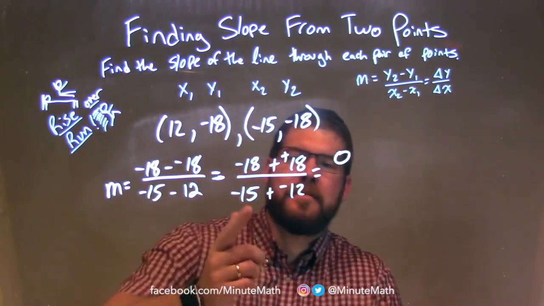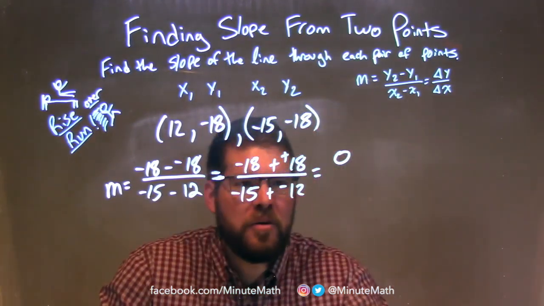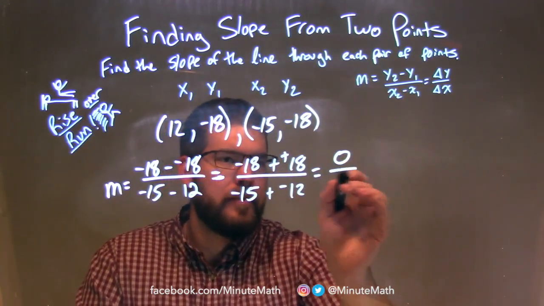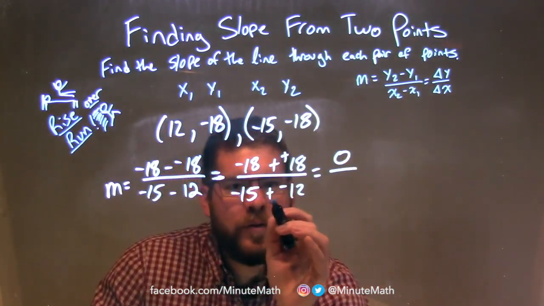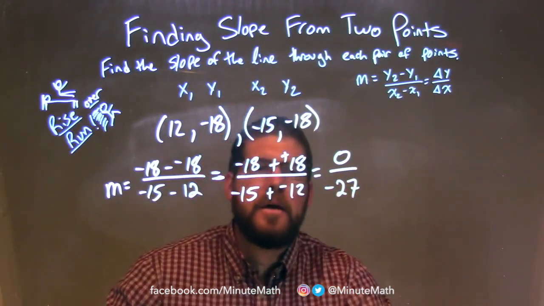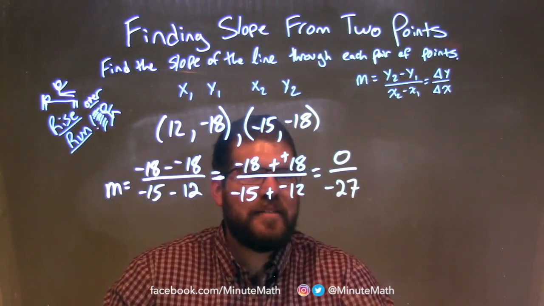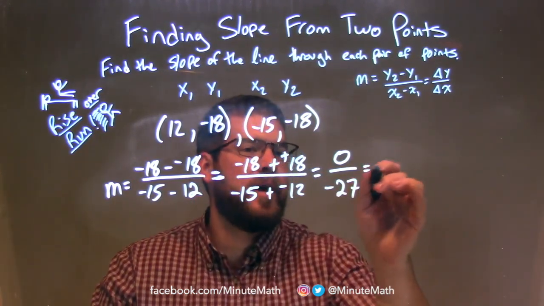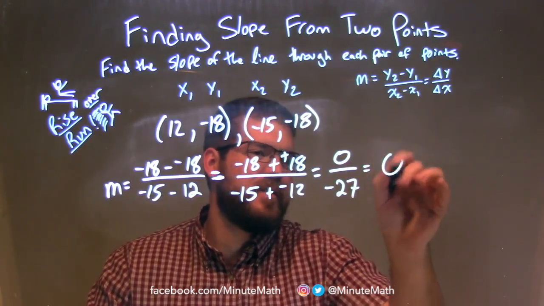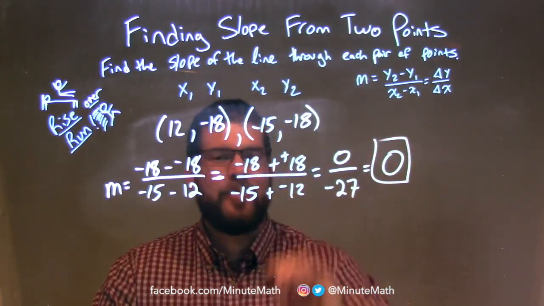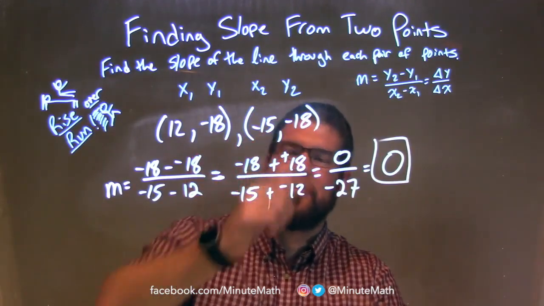At this point, if this denominator is not 0, we know our slope is going to be 0 because we're going to have 0 divided by some number. But let's amuse ourselves here. Negative 15 plus a negative 12 is a negative 27. Okay, so we have 0 divided by negative 27. Well, 0 divided by any number is just 0. Little secret of the trade there. Put a box around it for my final answer. And our slope is 0, and that's the slope between these 2 points.